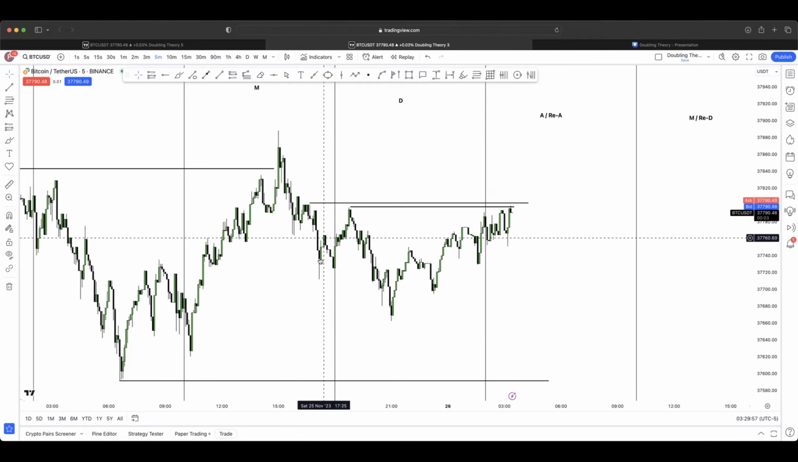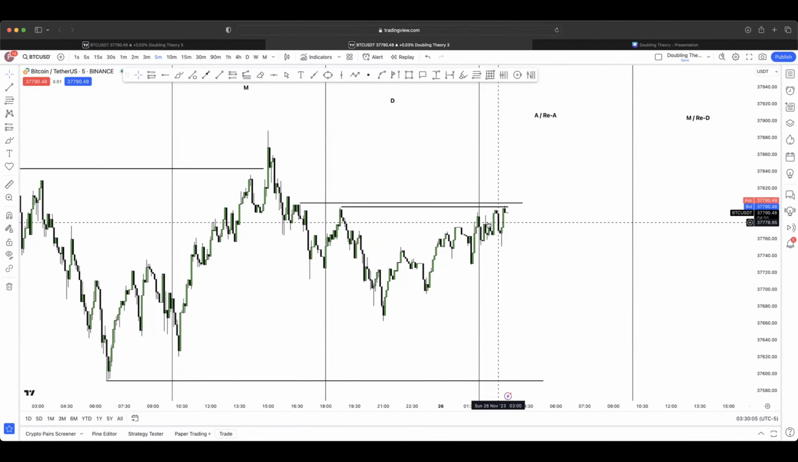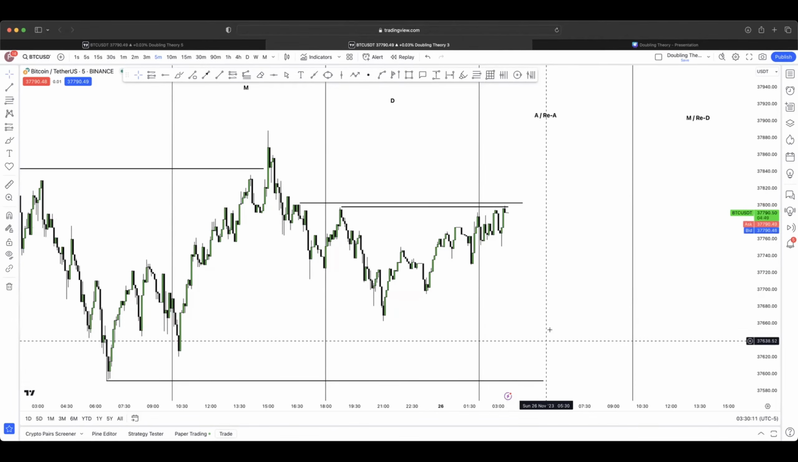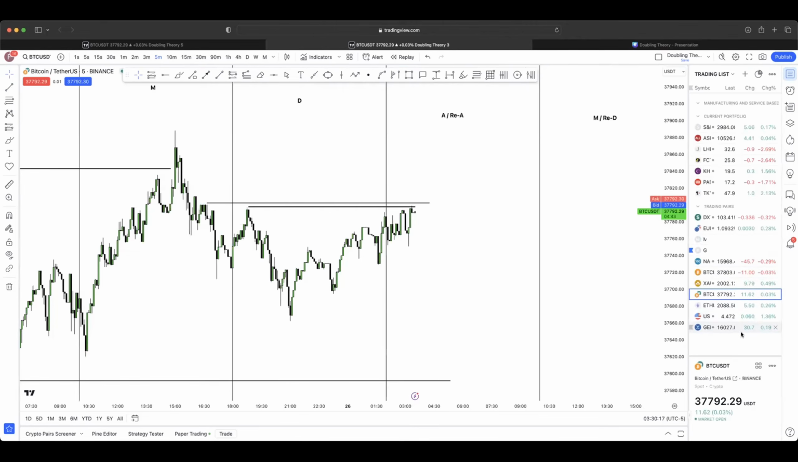So this leg up has no mitigation of this block. But these guys over here, they do have mitigations, right? So I would be looking for price to run up there and then change its state of delivery to start moving lower, preferably using my N30 projections. Okay, so if I were to show you one example, let's go back to gold.